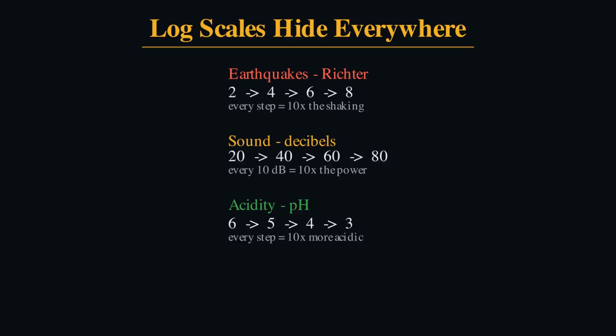The Richter scale for earthquakes, where a magnitude 7 is not a touch worse than a 6, it is 10 times the shaking. The decibel scale for sound. The pH scale for acidity. Each single step is a tenfold jump, squeezing an enormous range onto a tiny ruler. Exactly the same move as a log axis on a training loss curve.